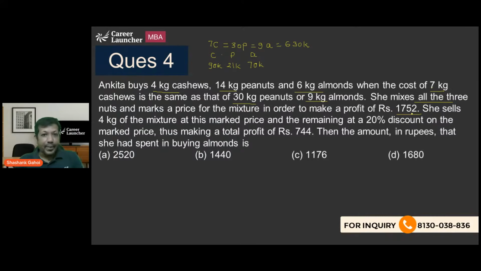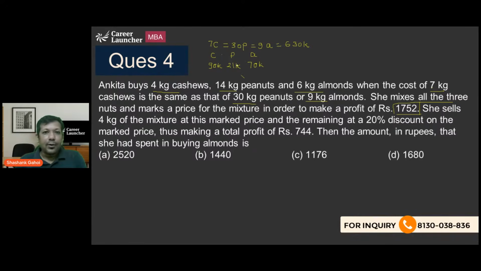Now, if you have seen the previous videos on percentage of profit or loss, I have made one point very clear: when an actual number is given, never assume a number. Always assume the value in terms of a variable. So that's the reason I'm sticking to K. I'm not changing the value. I'm not assuming that this is 90, this is 21, this is 70. I'm just sticking to K.